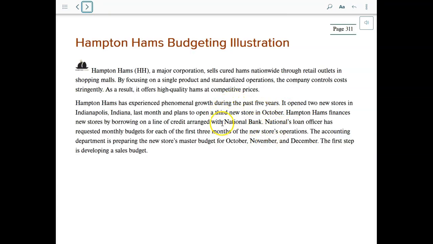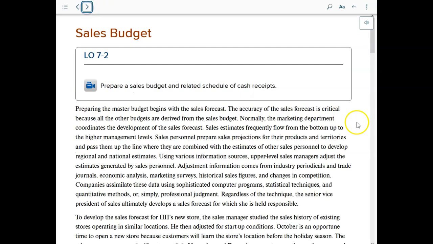The reading talks about this company. They sell a single product, and if they run short of cash, they have to make arrangements with the bank to borrow money. First of all, the sales budget. You get your marketing team together. They do all kinds of economic analysis, marketing surveys, and so forth, and decide on what they think they're going to sell for the year coming up.